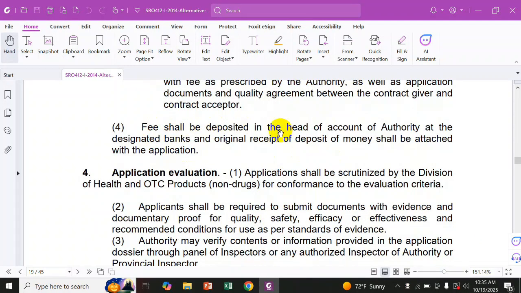So the next point is the fee shall be paid. There must be a fee which we shall pay before the application proceeding, and the fee shall be deposited in the head of account of the authority at the designated bank, and the original receipt of the deposit of money shall be attached with the application. At the end of the Form 3 preparation, we generate a bank challan, and that challan is generated inside the DRAP website portal, and that is automatically generated.